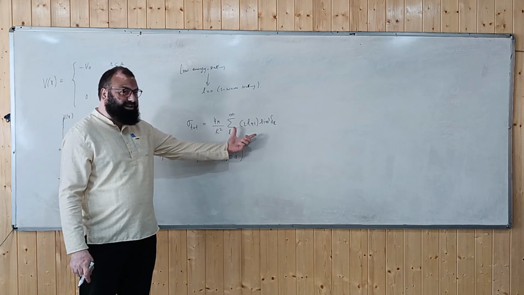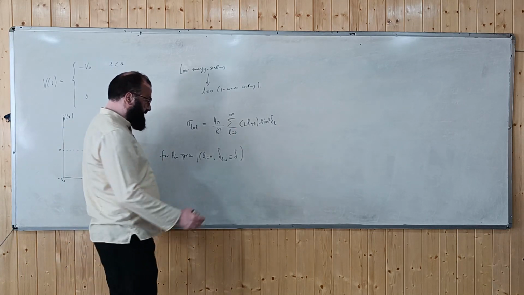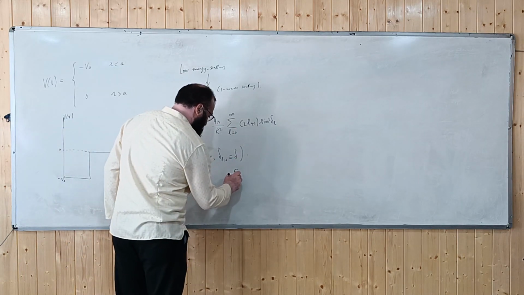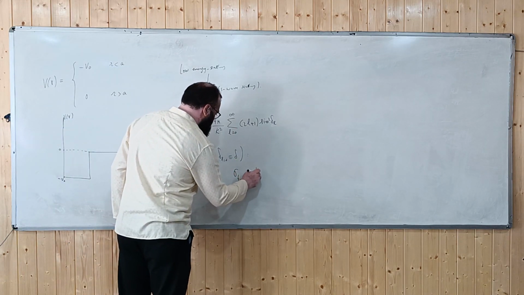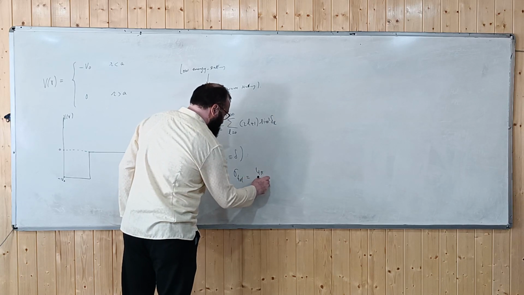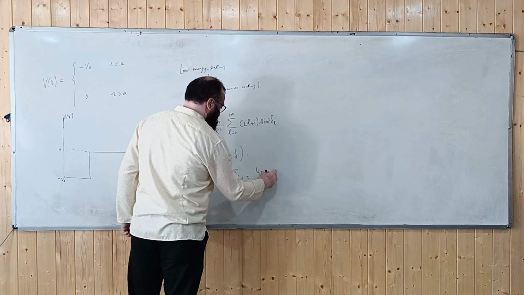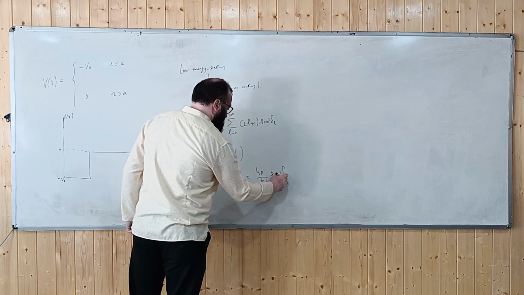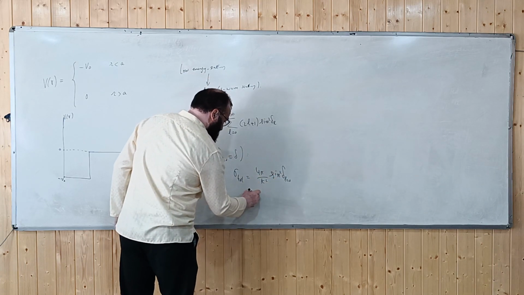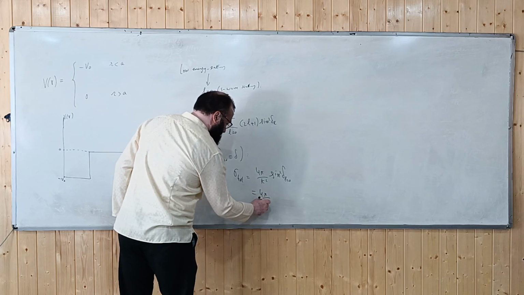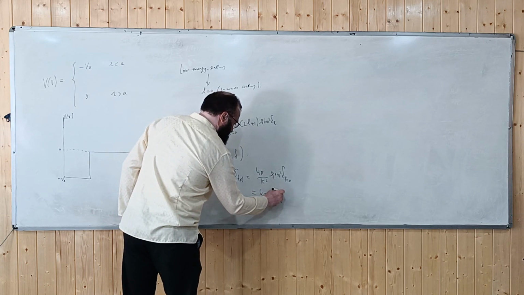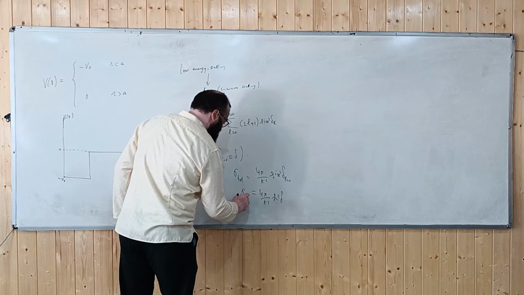How many terms will be contributing from here? Only one term. So I will have sigma total equal to 4 pi by k square, (2L plus 1) with L equal to 0, that is 1, times sine square delta L equal to 0. That I write like this: 4 pi by k square sine square delta. Clear?